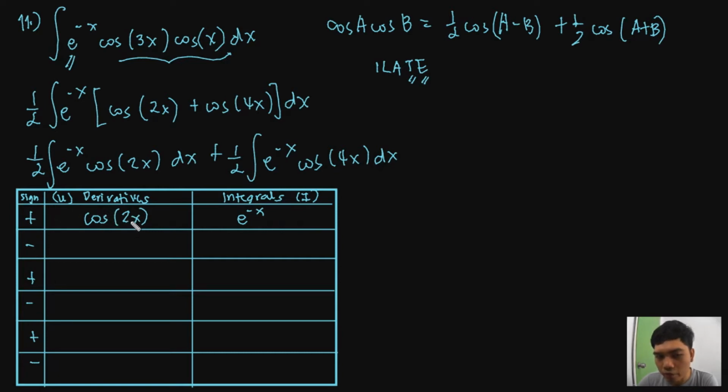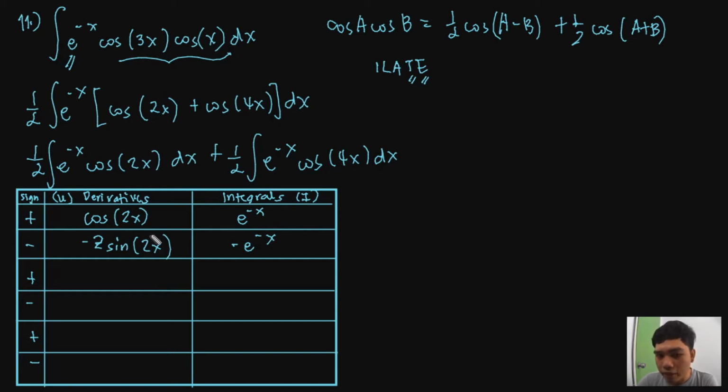What is the derivative of cosine 2x? That is negative sine 2x times 2. Okay? And what is the integral of e raised to negative x? That is negative e raised to negative x. Okay? Now, you proceed again. Tutuloy tayo ng tutuloy hanggat hindi natin napapazero ang derivative natin. Now, for this case kasi, hindi naman talaga magsi-zero yan.